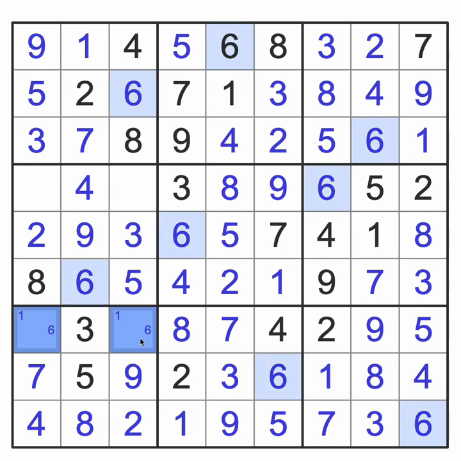These are 1 and 6. 6 in box 1 makes this a 1 and gives me 6. That gives me 1 and 7.